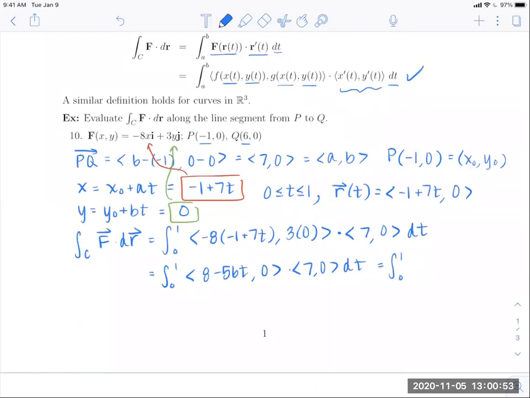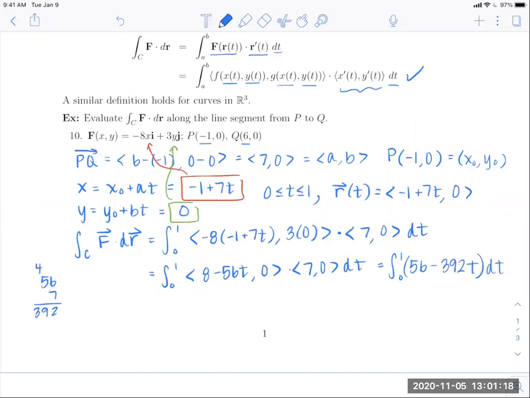what I'm getting is 56 minus 56 times 7, which is 392, times t. And then of course, the second portion of the dot product is just 0, and then my differential dt.